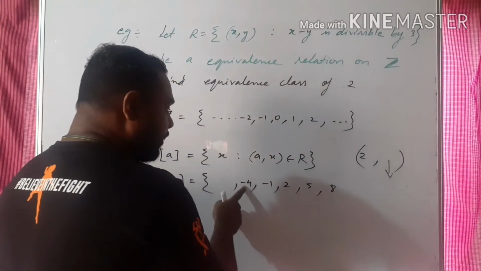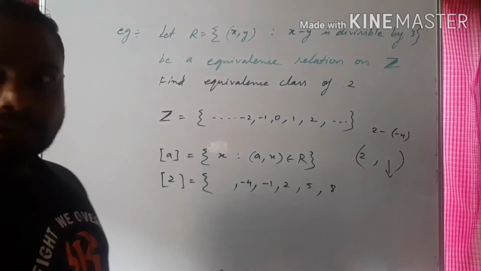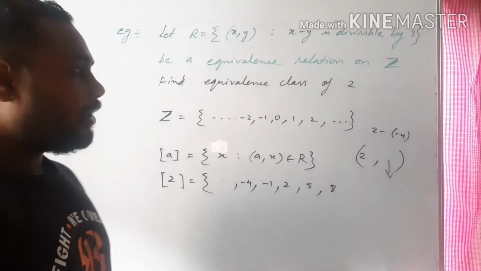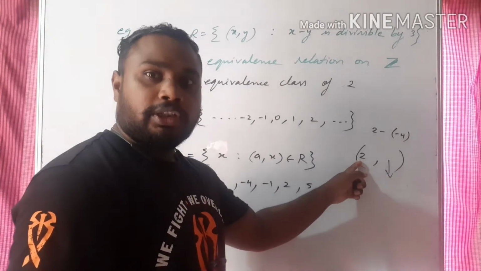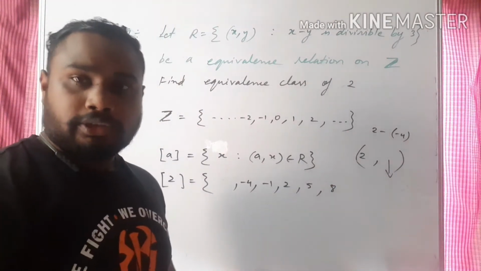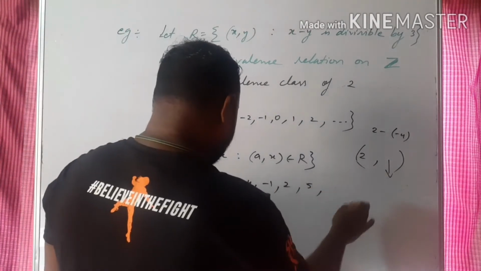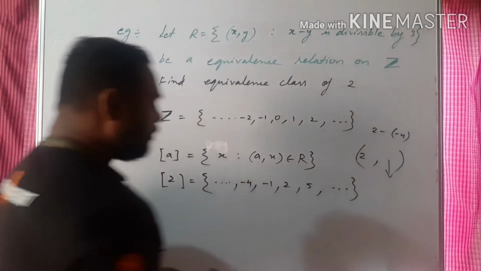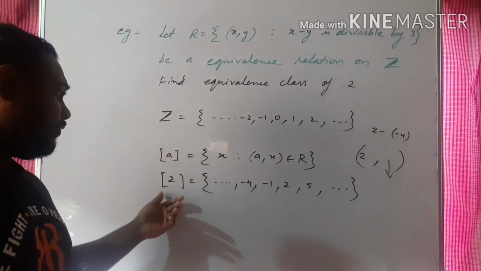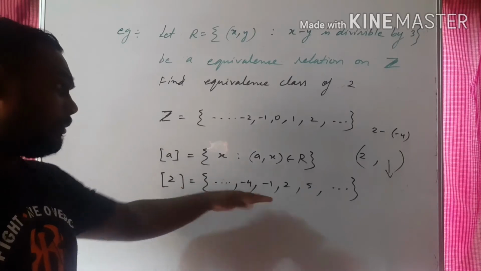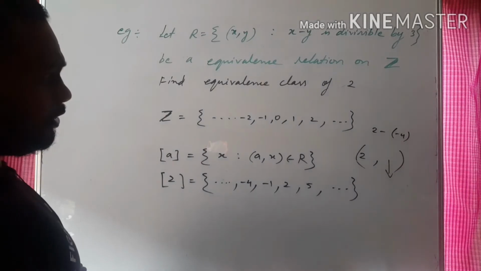So if I take x value minus 4, then 2 minus minus 4 will be plus 6, which is divisible by 3. So I will have to look for those values of x which after subtraction with 2 will be divisible by 3. In that way you can find the elements. More elements I will be getting here. It will go on like this, because the set which we have taken is an infinite set. So the class of 2 also will contain an infinite number of elements. Similarly you can find others also.